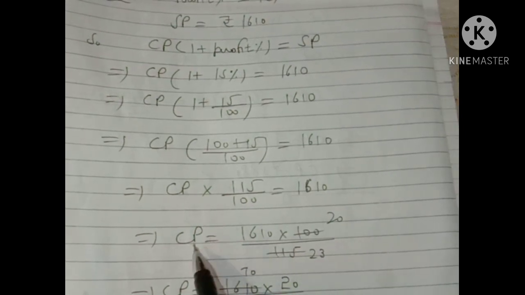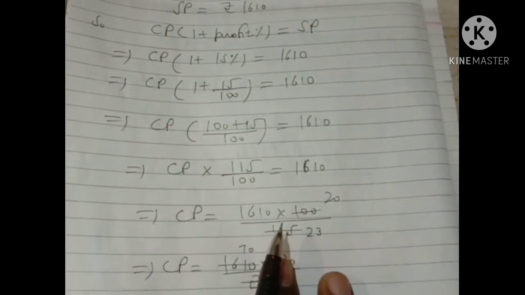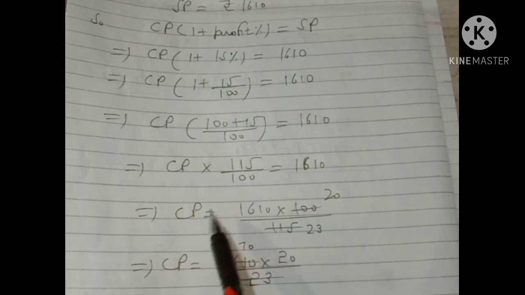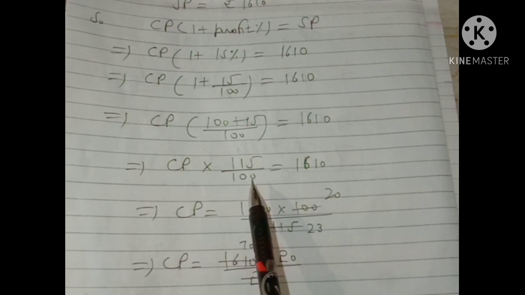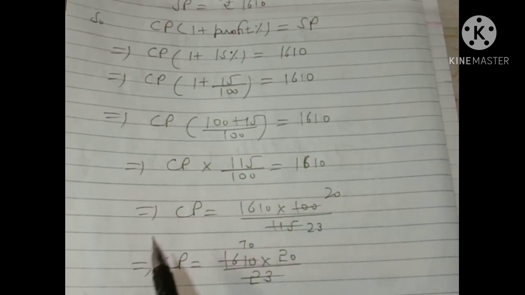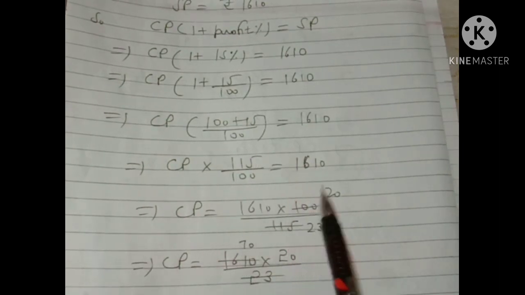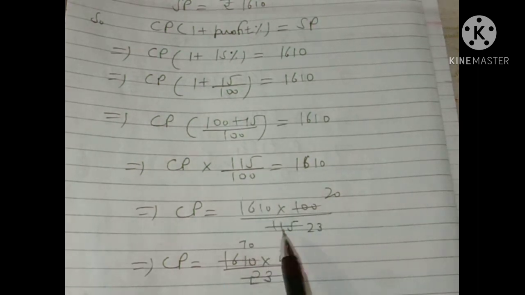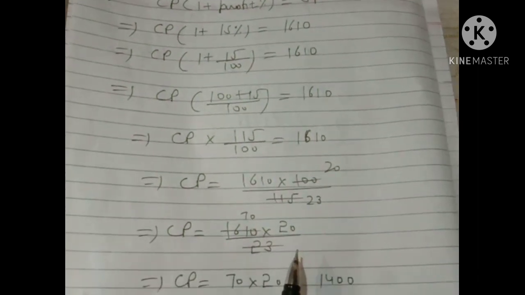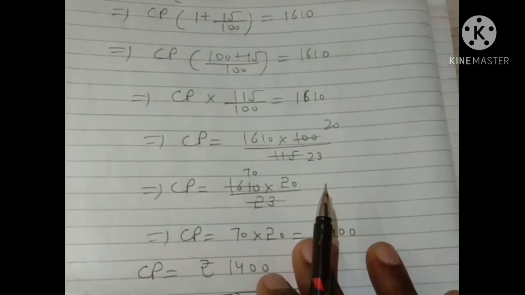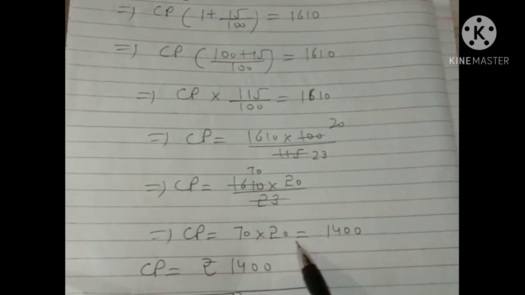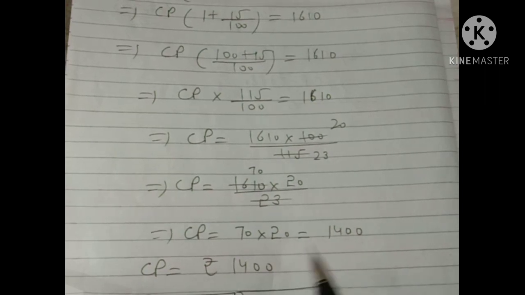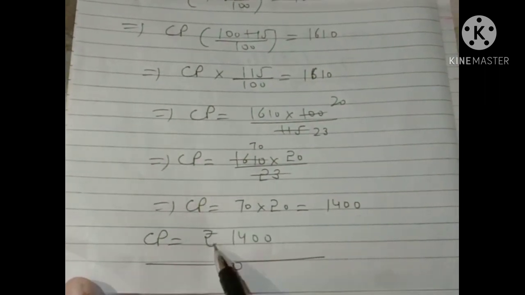And now you can see again CP is equal to, and again we have to rearrange the terms. How can we rearrange? CP is equal to 1610 as it is, and now we have to take this 10, which is in the denominator, to the numerator. It will become 100 over 115. And now after doing the calculation, CP is equal to 70 into 20, and 70 into 20 becomes 1400. So in this case the cost price is rupees 1400.